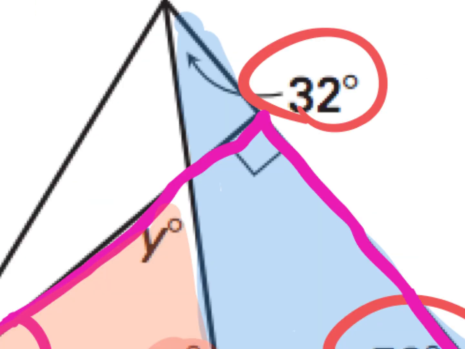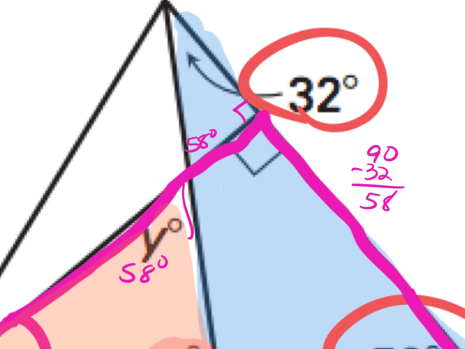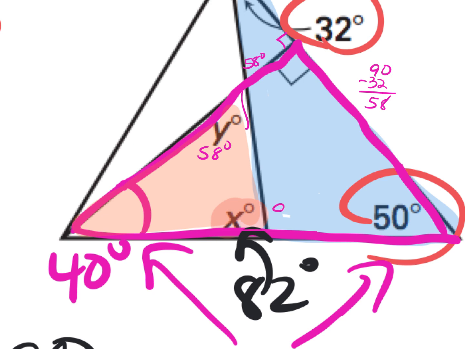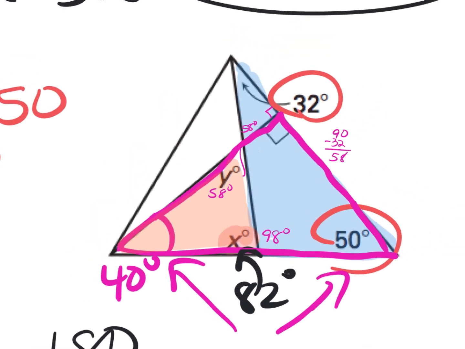Different ways to do it. You could have found that you had a right angle here. You could have done 90 minus 32 and then got 58 for this one, which would have been vertical to y. And you could have found all these different angles. It doesn't really matter. There's lots of different ways to do these. You could have also done it as a quadrilateral and done 360. You could have realized that these were a linear pair and this was 98. A lot of different ways to do these.